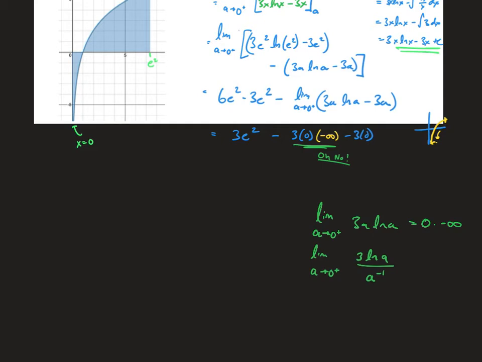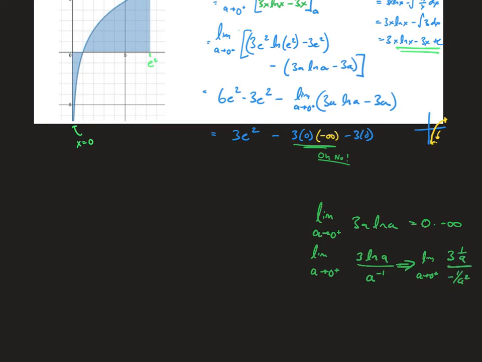So let's just do some creative rearranging. We'll write it as 3 natural log of a over a to the negative first power. When I evaluate this, and I'm going to skip the work here, I'm going to end up using L'Hopital's rule, because this is an indeterminate form of negative infinity over infinity. So I'll apply L'Hopital's rule, and I'll end up with the limit as a approaches 0 from the right-hand side of 3 times 1 over a over negative 1 over a squared.